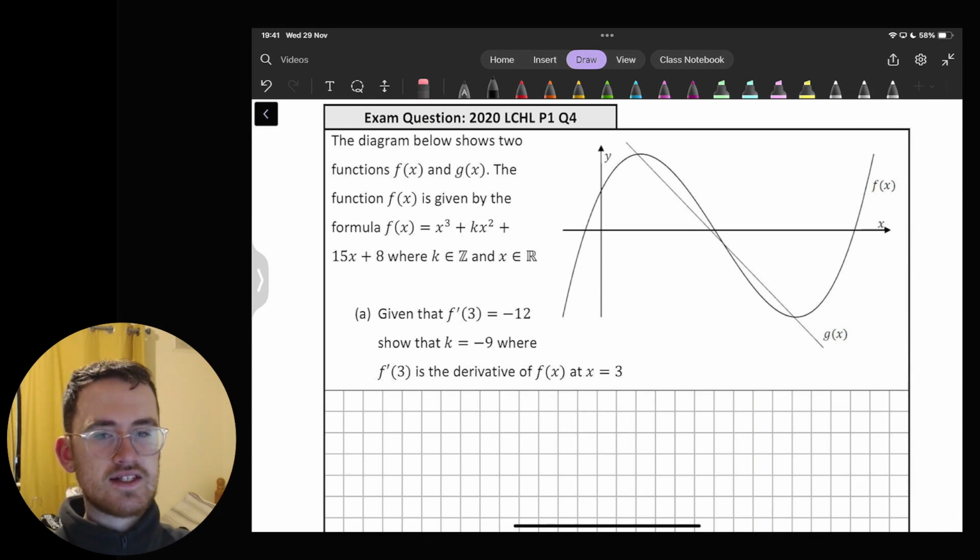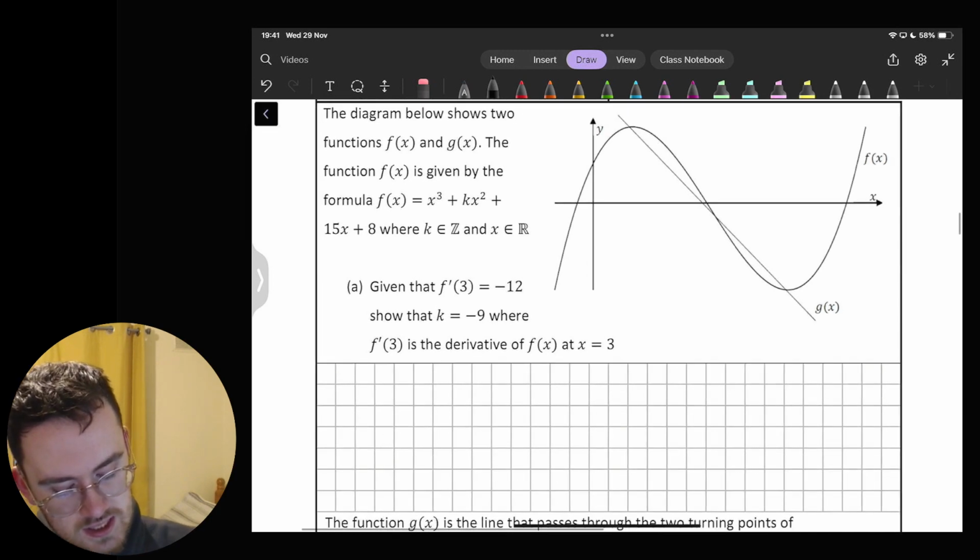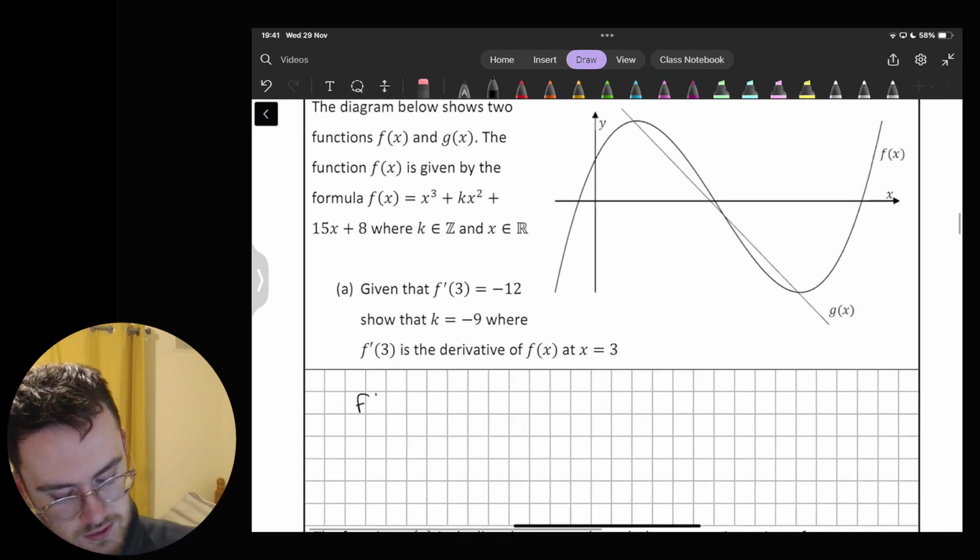The function f of x is given by this formula. Given that f dash of 3 equals minus 12, show that k equals minus 9, where f dash of 3 is the derivative of f of x at x equals 3. So let's have a look. Let's get the derivative of f of x, I suppose.